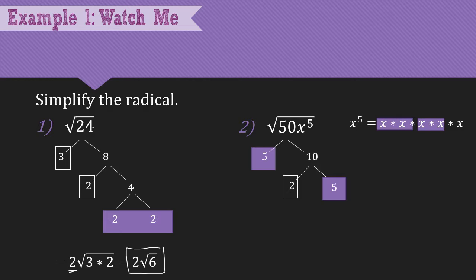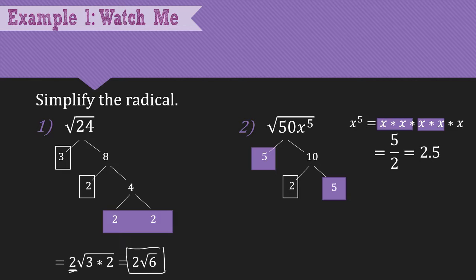Now let's look at that variable part. I have x to the 5th. So what does that really look like? What's happening here? As you can see, I've written out x 5 times because x to the 5th is really x times x times x times x times x. And we're doing the same thing. Any pair of x's get to come out of prison because they are on the buddy system. Someone bailed them out. And then anybody that doesn't have a buddy is left inside.